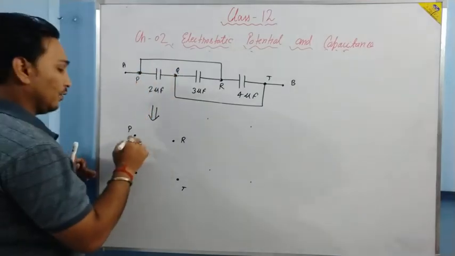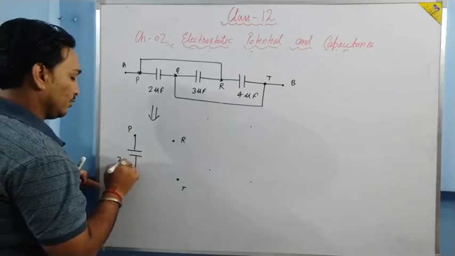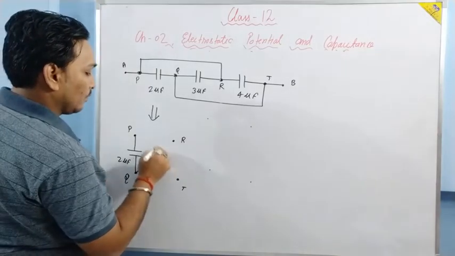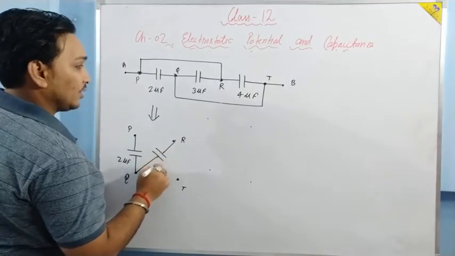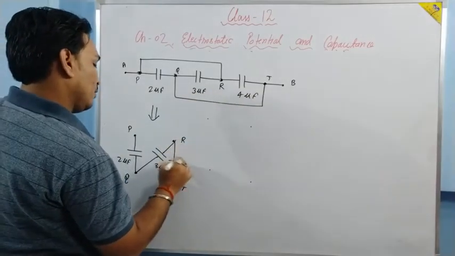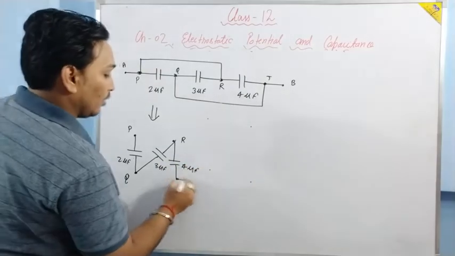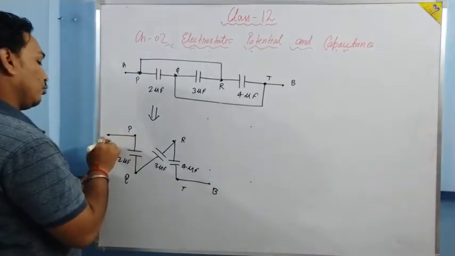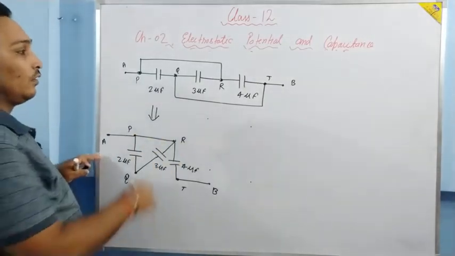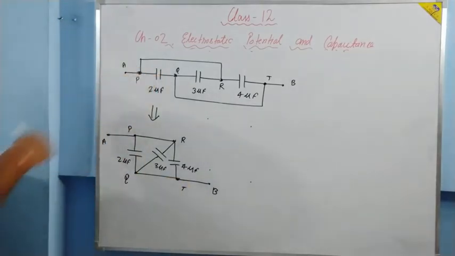From P to Q, what do we have? We have a capacitor of 2 microfarad. From Q to R, we have a capacitor of 3 microfarad. From R to T, we have a capacitor of 4 microfarad. This is point B, this is point A. From P to R, there is a wire. From Q to T, there is a wire. So this is the simplified version of this one.